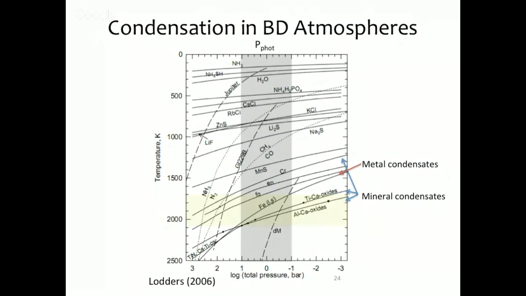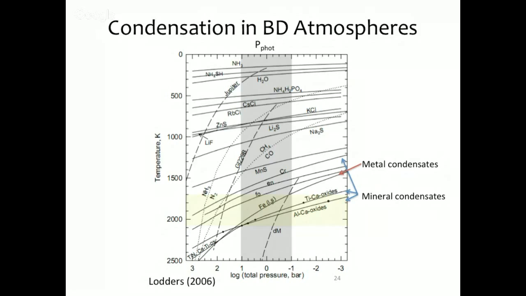We have a lot of planetary science research to understand what planetary atmospheres look like. But we're in a very different temperature regime, so it's useful to go through the chemistry and physics we're talking about when we look at these brown dwarfs. This is a very complicated chemical equilibrium plot. It shows temperature versus pressure, and the different lines indicate the equilibrium abundances for different species.